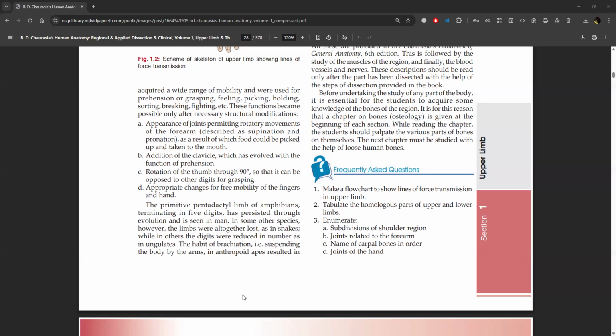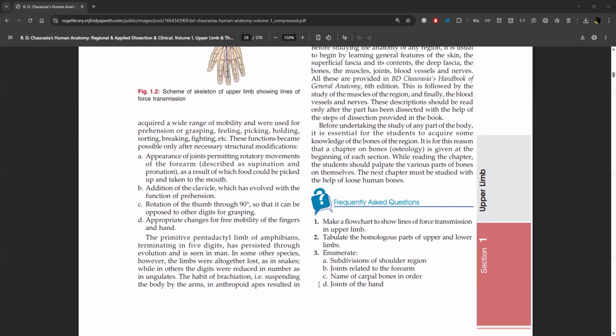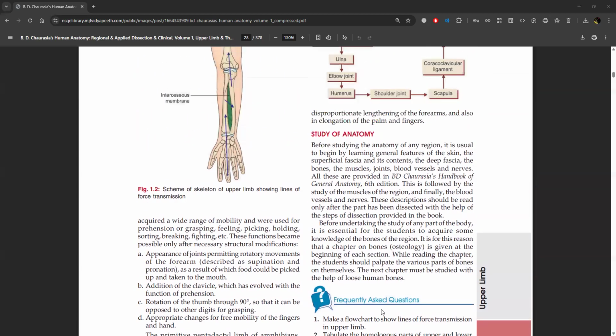The primitive pentadactyl limb of amphibians, terminating in 5 digits, has persisted through evolution and is seen in man. In some other species, however, the limbs were altogether lost, as in snakes, while in others, the digits were reduced in number, as in ungulates. The habit of brachiation, that is, suspending the body by the arms, in anthropoid apes resulted in disproportionate lengthening of the forearms and also in elongation of the palm and fingers.